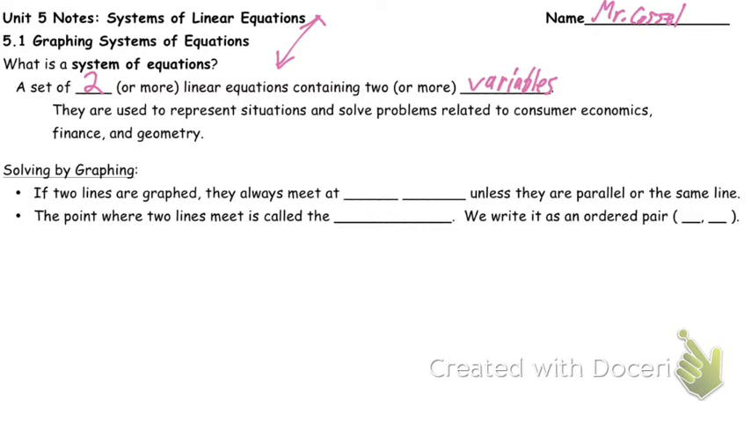Always, dude. Okay. So systems of linear equations are used to represent situations and solve problems related to consumer economics, finance, and geometry. So these have a lot of real world applications, especially in the realm of business. A lot of applications here for business as well as some other things, but really, business is a primary application of these.